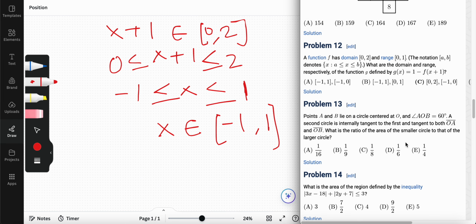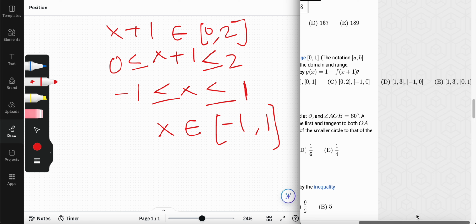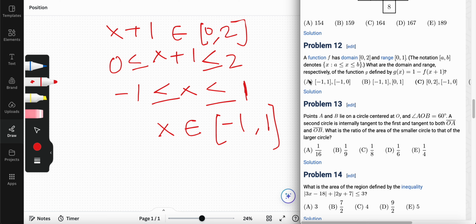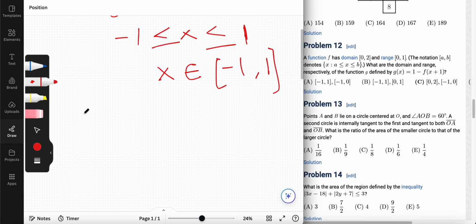Okay, great. So we can eliminate C, D, and E because they don't have that. A and B have it, so we need to find the range now. So for the range, we can do, okay, so 0 is less than or equal to f, which is less than or equal to 1.